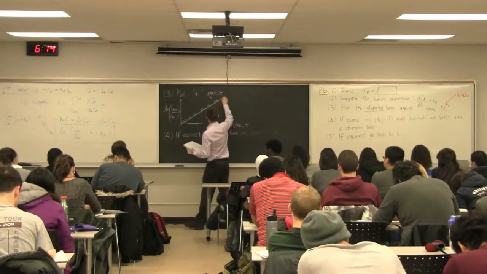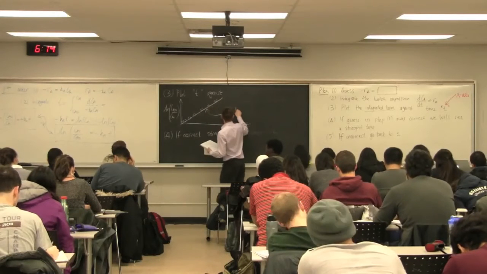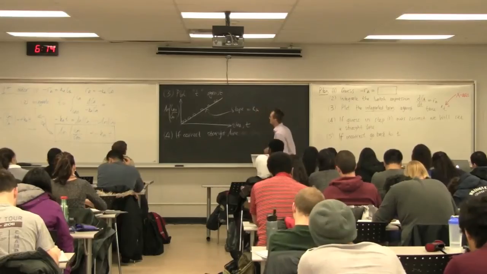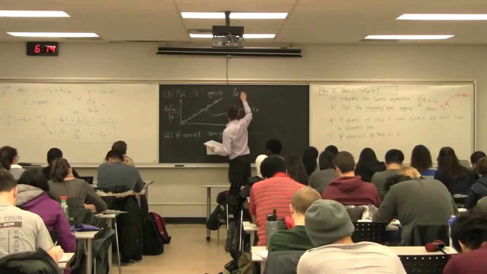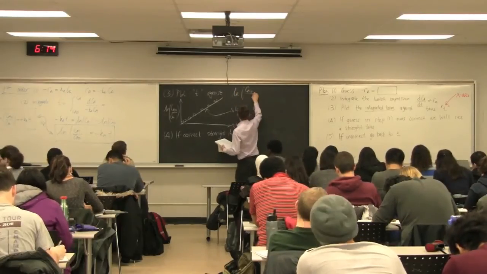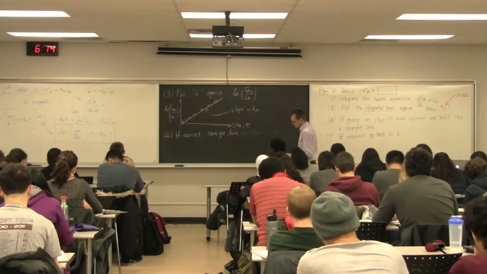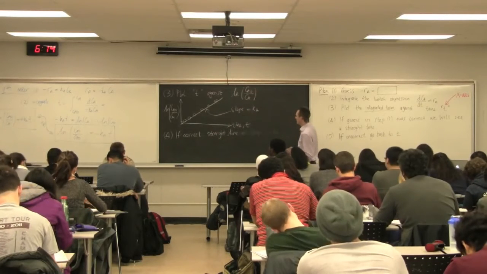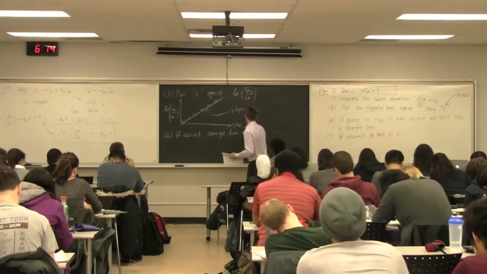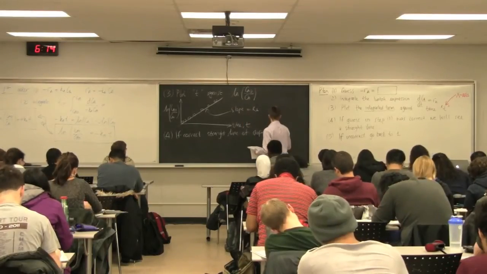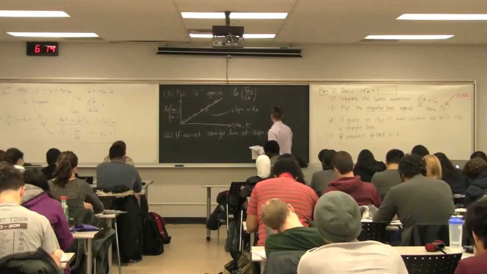Okay, so my slope here will be, plot t against the log of CA naught over CA. And again, if correct, you get a straight line of slope equal to plus K.